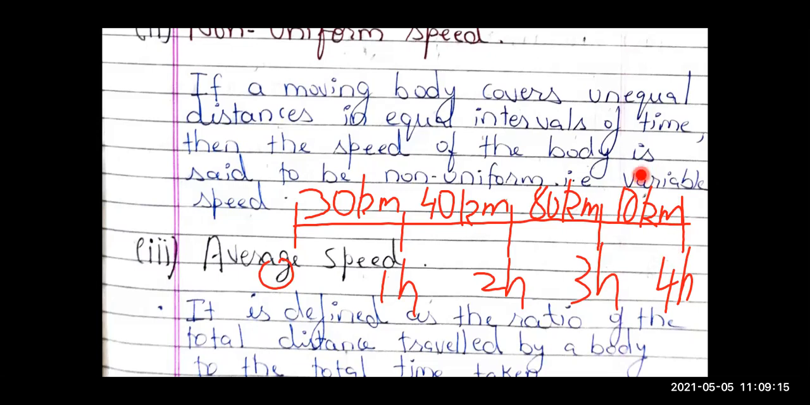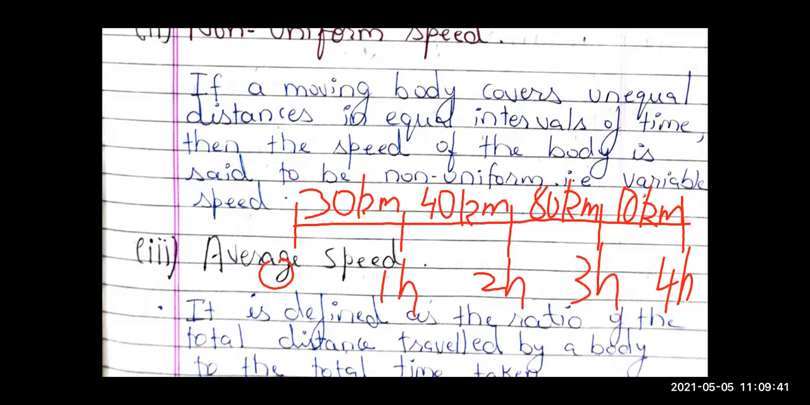So here you can see that the distance covered in every 1 hour is not equal. It is unequal distances covered, but the time interval is the same, 1 hour. So here the speed is said to be non-uniform speed. That is, your speed is not constant, it is changing. So we can call it variable speed.